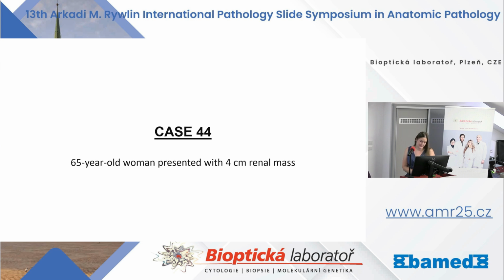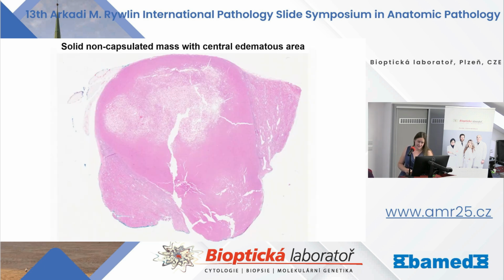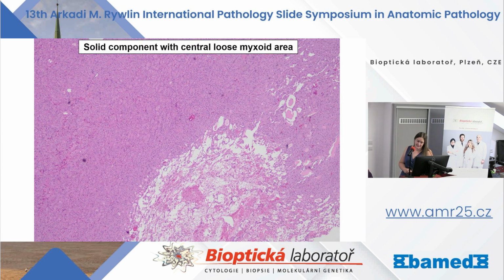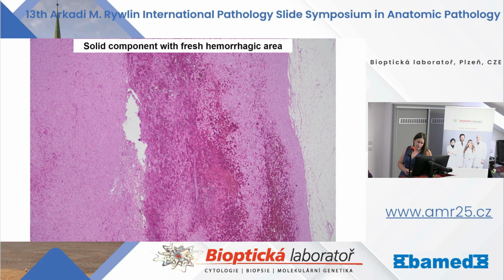44. So this was a 65 years old lady who presented with a 4 centimeter renal mass. As you can see here, at low magnification, the tumor was sharply demarcated, reaching the resection margin, but the tumor was without any capsule. Here you can see that again it is from the spectrum of pink renal tumors. You can see that there is a solid component, solid area, and this area is merging with the central loose myxoid areas. Not only was the edematous area very present in this case, however, even hemorrhagic area was noted.